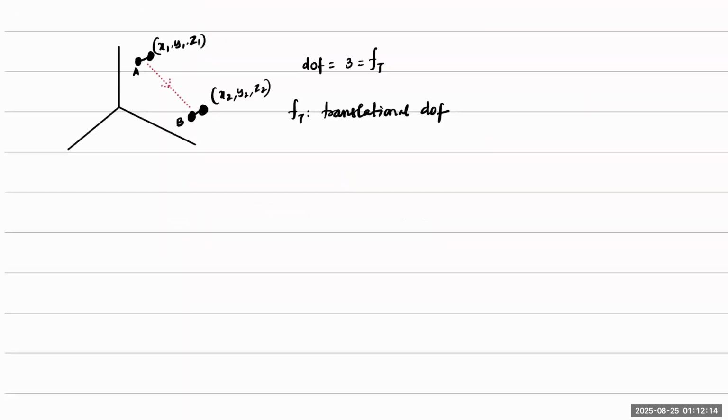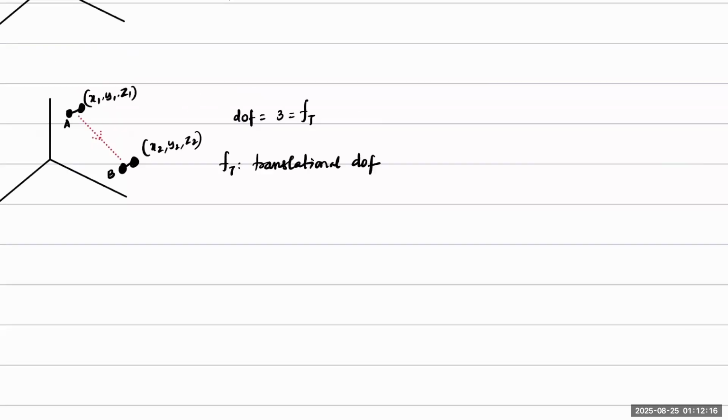For a linear molecule, total degrees of freedom... let me write it now. It will have 3 translational, and then we have 2 rotational. Then what about vibration? Vibration will be like this.